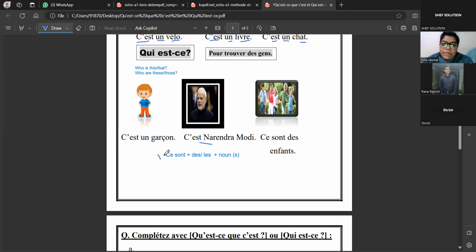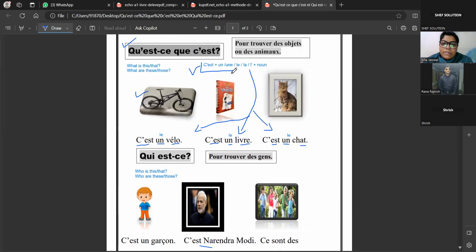Clear? So if you want to make a note of these rules, you can make a note of these rules.